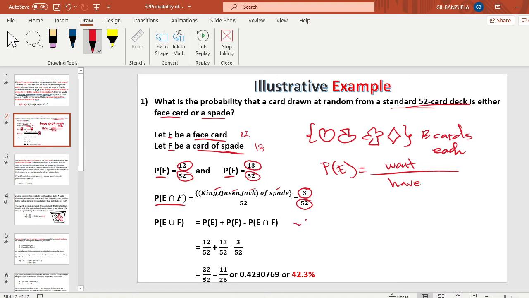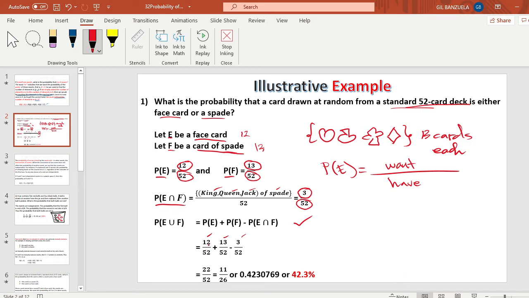Now using our formula for the union of two events, the probability of the union of two events is equal to the probability of the first event plus the probability of the second event minus the probability of the intersection between the two events. Then getting the given, the probability of E is 12 over 52, the probability of F is 13 over 52, and the probability of the intersection between these two events is 3 over 52.